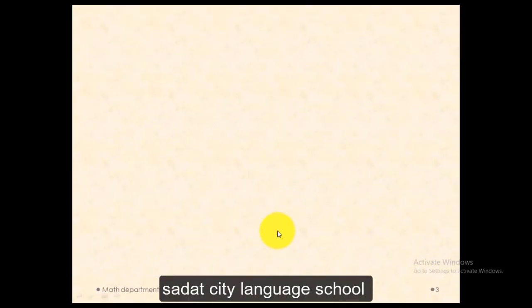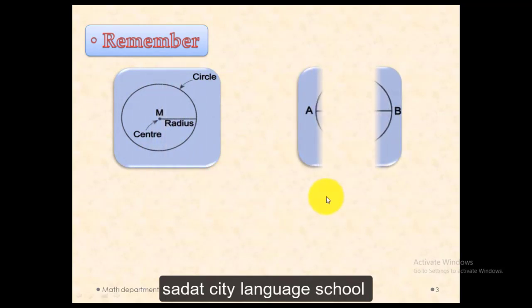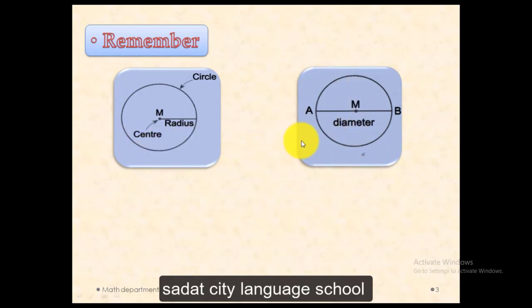Number two, we have two types of line in the circle. Let's remember it. Number one, radius of the circle. Number two, diameter of the circle. What's the difference between radius and diameter? Radius is a line segment joining between the center of the circle and a point on the circle. But diameter is a line segment joining between 2 points on the circle and passes through the center.